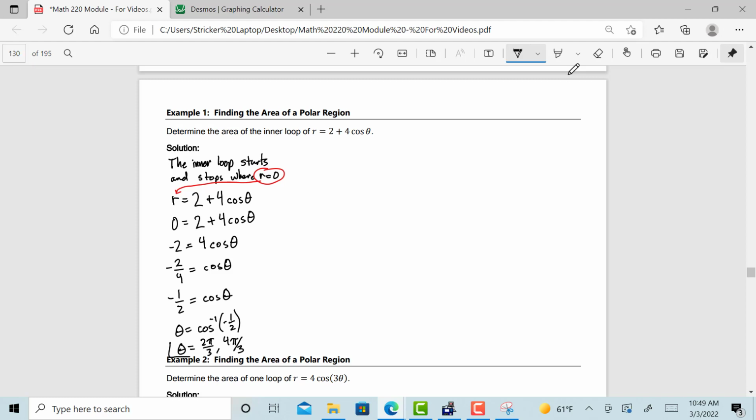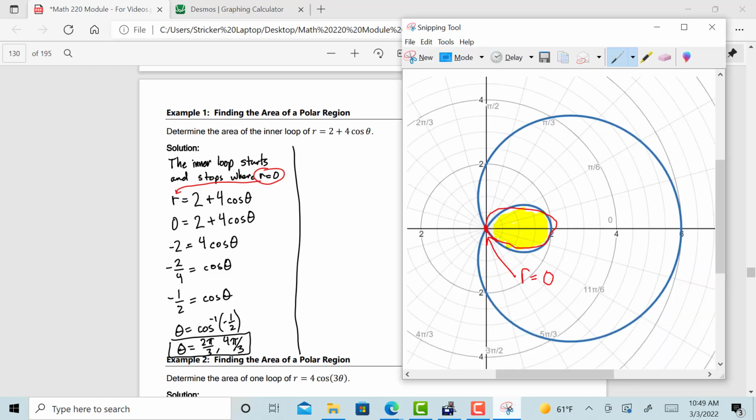So this is all pre-calculus stuff, you have to be able to solve for theta. And then once you have that, it's just a matter of setting up your integral. So if we go back real quick to that picture, I'm going to erase that red stuff and go back here. So look, 2 pi over 3, that's right here. 2 pi over 3 is where that loop starts. Then it comes around and it finishes at 4 pi over 3. Here's 4 pi over 3 right there. So it starts at 2 pi over 3 and finishes at 4 pi over 3, and it's going to fill up all that area.